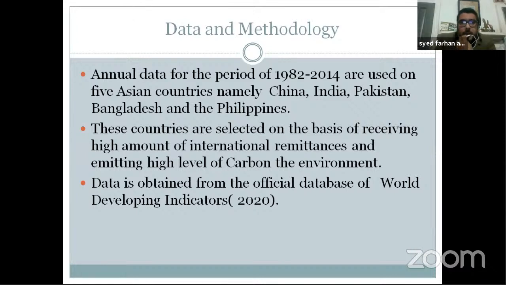So coming towards the data and methodology, I have used annual data for the period of 1982 to 2014 for these countries. As the data was only available for 2014, recently I checked that they have updated it to 2016. But as you all know that we use balanced data for panel regression, the data was missing for energy consumption. So I didn't include the later 2 years, 2015 and 2016. I only used till 2014. These countries are selected on the basis of receiving a high amount of international remittances and emitting a high level of carbon to the environment. Data is obtained from the official database of World Development Indicators, that is World Bank.